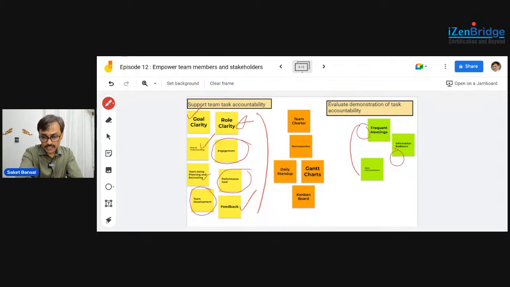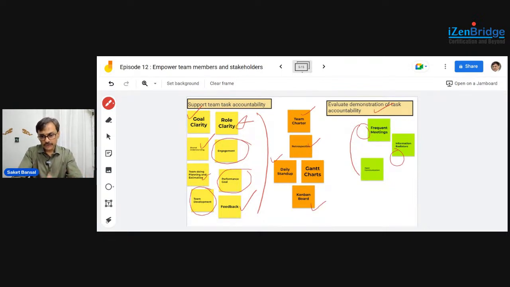Yes, you can use a team charter to clarify the task accountability. You can use retrospective meetings or a lessons learned meeting to take feedback on task accountability and how things are happening. In order to demonstrate task accountability, you can use a daily stand-up. You can use a Kanban board in case of an adaptive way of working.